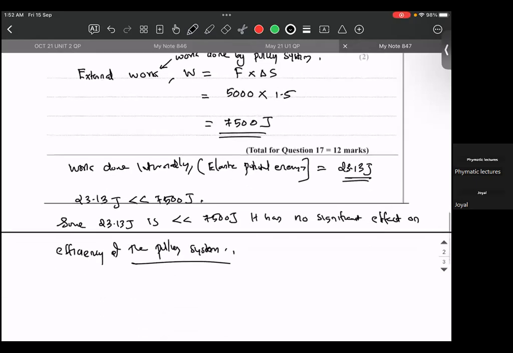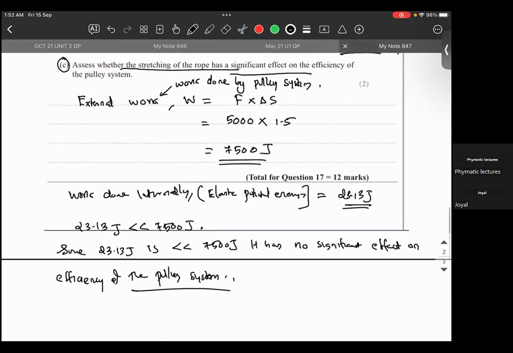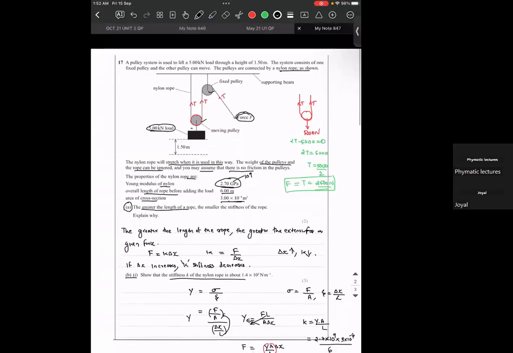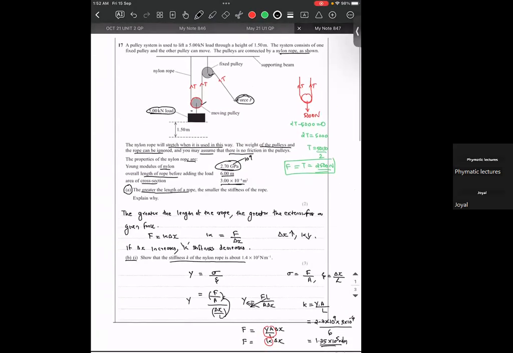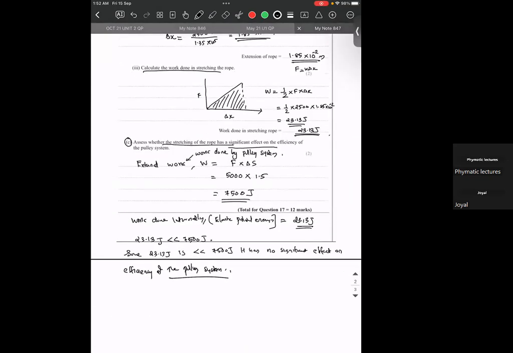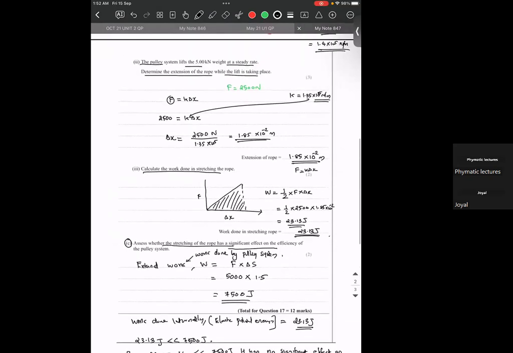Clear? Hope you got the idea. So this is the idea about all these three questions in question number 7. We did A, we did B, and we did C also. So that's the idea about this lesson.